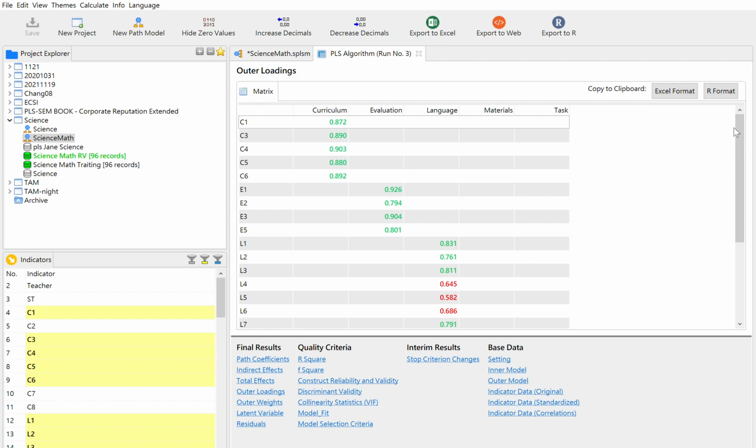And another reason would be that SmartPLS is meant for smaller sample sizes, so definitely this might be more suitable as compared to SPSS.